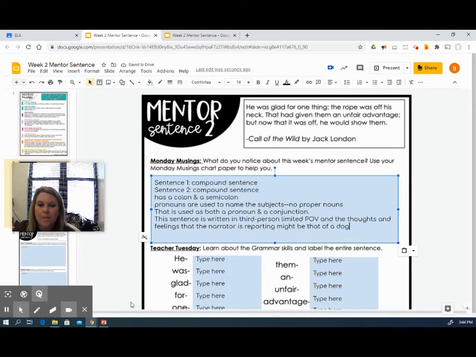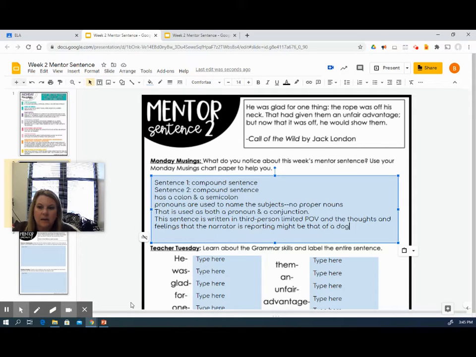All right, so we're back, and the first thing that we talked about in class was the types of sentences that we saw. If you remember from the reference page, you know that a compound sentence is one that contains either more than one subject or more than one predicate or both. And in this case, in both sentences, that did happen. So if you look at, "He was glad for one thing, the rope was off his neck."